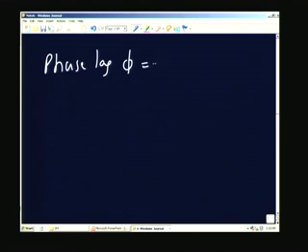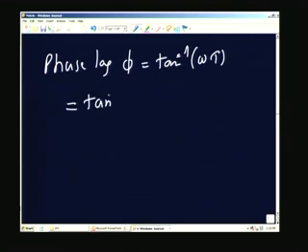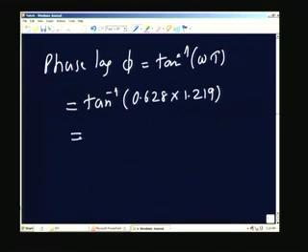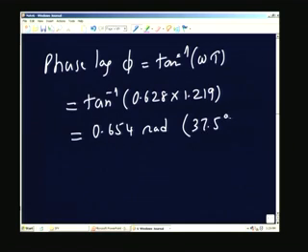Phi equal to tan inverse omega tau, which is equal to tan inverse of omega, which is 0.628, multiplied by 1.219. This will turn out to be 0.654 radians, and in terms of angles this will turn out to be about 37.5 degrees.